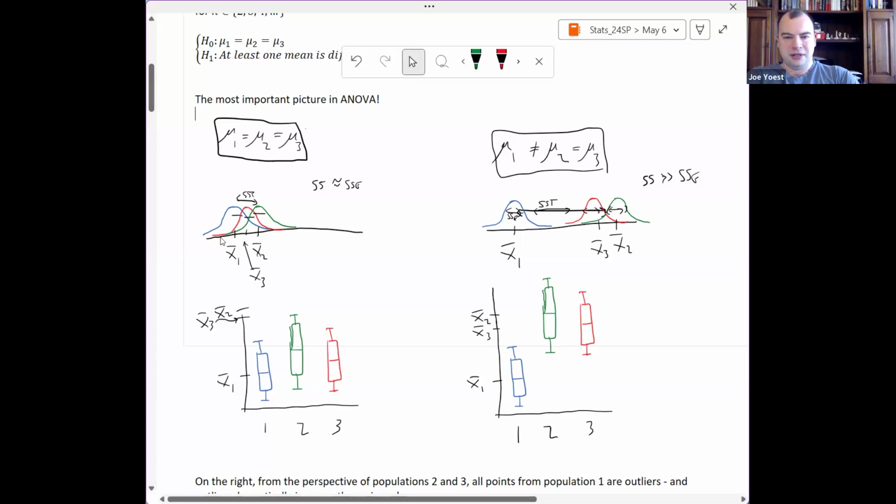So if I look on the left here, the blue population has some kind of reasonable level of variance. So does the red, so does the green. They all have a moderate amount of variance, let's say. But also their means, x bar 1, x bar 2, and x bar 3, are all close together. So I consider those 3 distinct data sets that each have a moderate amount of variance.